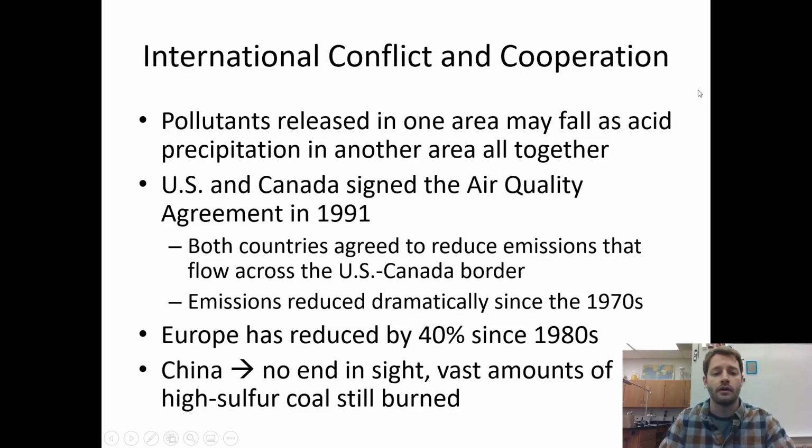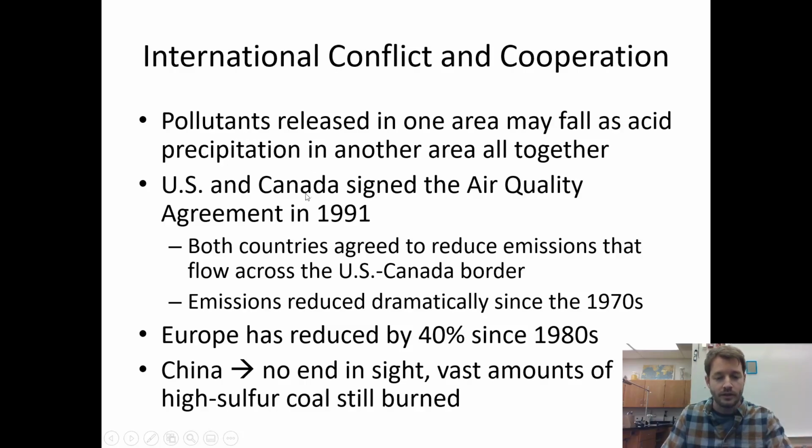Globally, there are air quality agreements. We make efforts to have an international reaction to acid precipitation, because since air moves around, obviously, if just one country is acting on acid precipitation, it's not necessarily going to cause a lasting impact, because we need all countries on the same board. So pollutants released in one area may fall as acid precipitation in another area altogether.